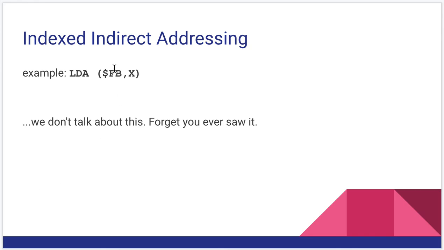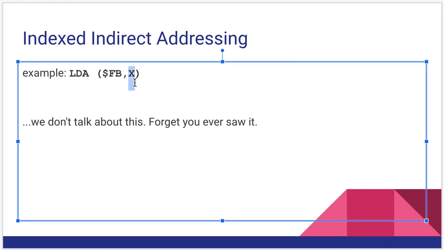Last word today, there's something called indexed indirect addressing. I'm only showing you this because you may see it in some literature. It looks something like LDA, and the parentheses are around both the zero page address and an X. Forget you ever saw it. It's something that's rarely used for what we need, and it can be kind of hard to reason about. So don't worry about that, and don't pay attention to it.